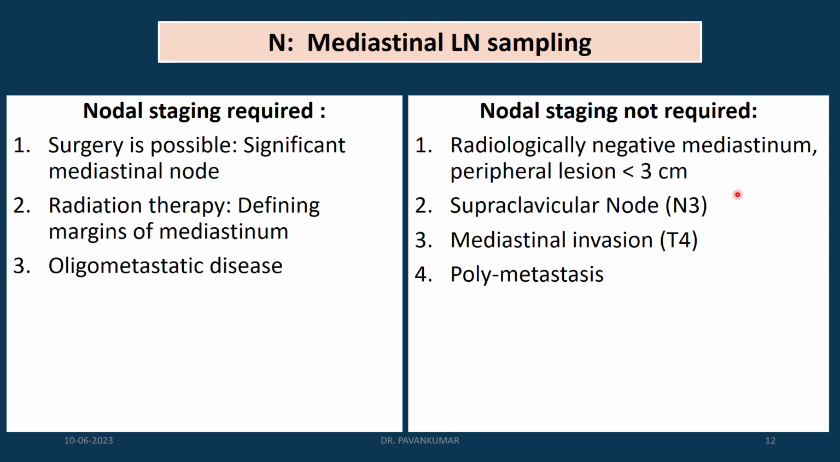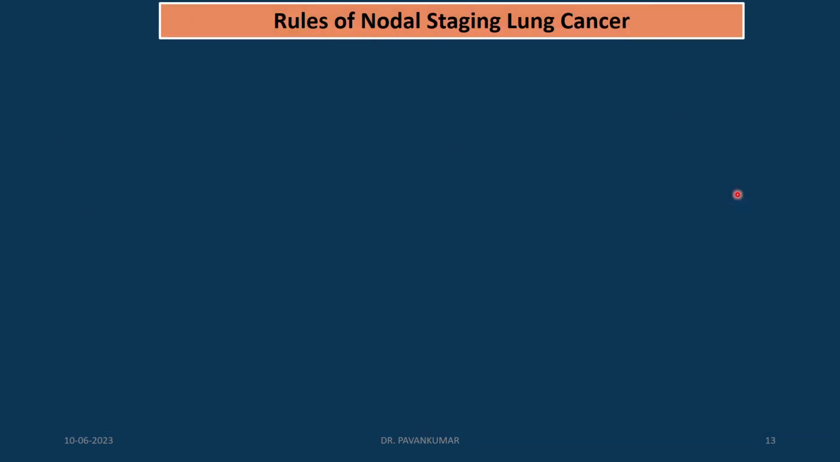Nodal staging is not required. You know the first answer. If you palpate a supraclavicular lymph node in your patient and it is positive, there is no question of further staging. It comes as N3, your nodal involvement is there, or polymetastatic. Everywhere there is tumor uptake, in spine, in liver, they become non-operable. So staging is not required.